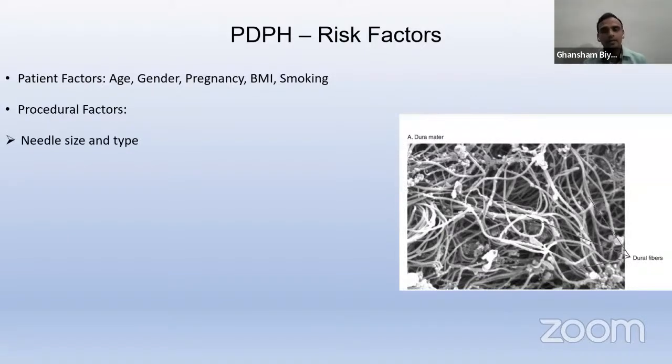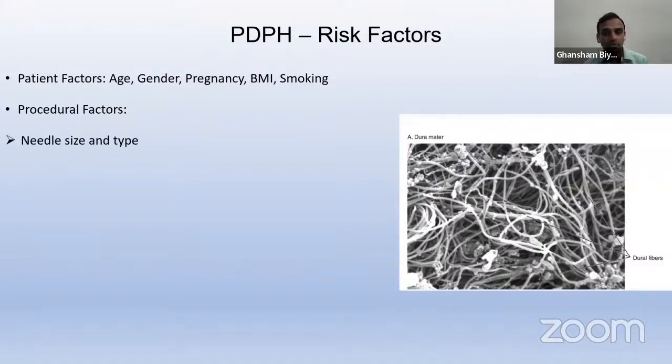We all were told that the fibers of the dura mater are arranged parallel to the fibers of the longitudinal axis of the spinal cord. But when you look into this microscopy, you can understand that the fibers are arranged in all possible directions. So whether you are using a dura separating needle or a dura cutting needle, when you look into well-organized randomized control trials, they didn't find much of a difference.